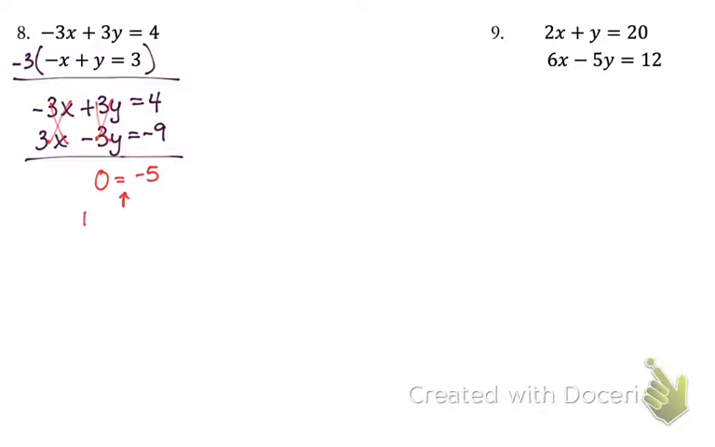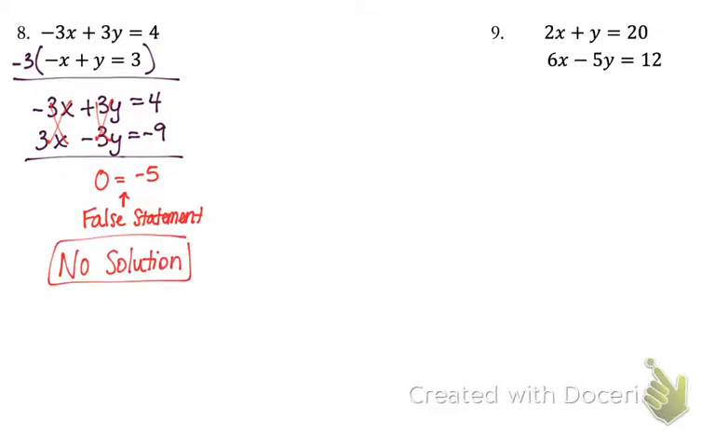So when I add down, I get 0 equals -5. That's a false statement. Therefore, the answer is no solution. If I had gotten a true statement like 0 equals 0, then my answer would have been infinite solutions.